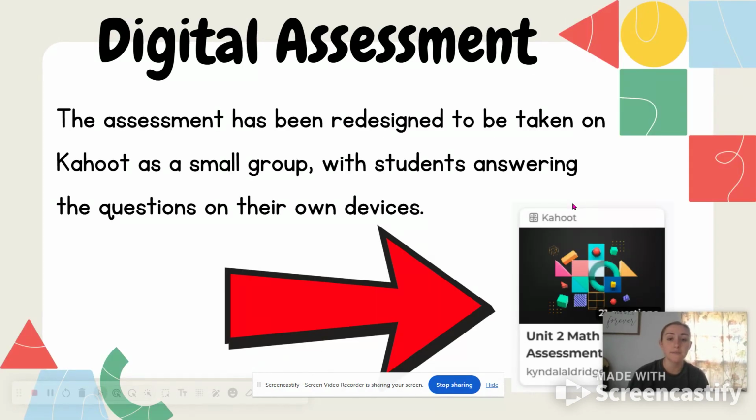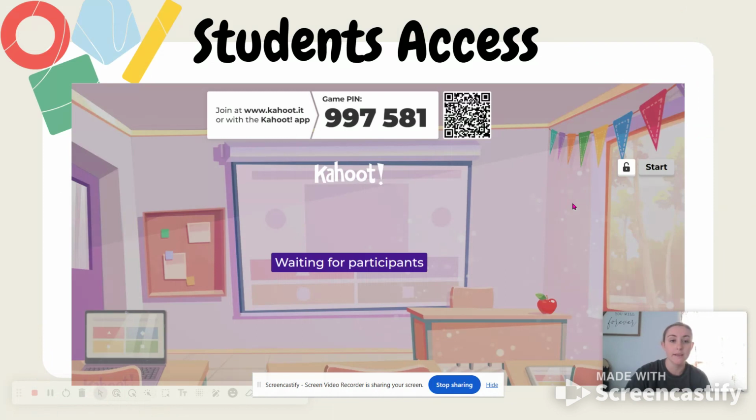So the digital assessment has been redesigned to be taken on Kahoot as a small group assessment, with students answering the questions on their own device. So let's go ahead and get into that assessment.